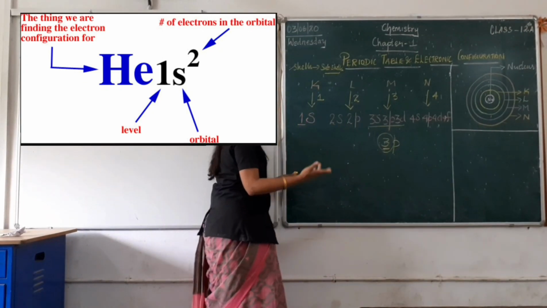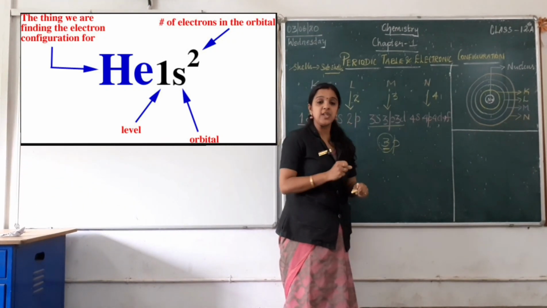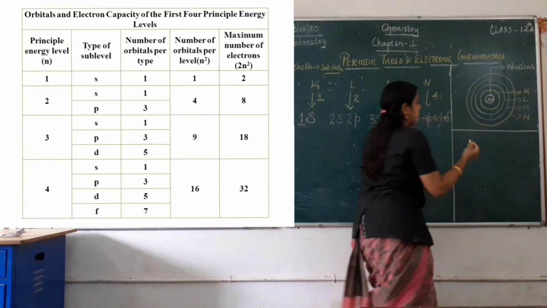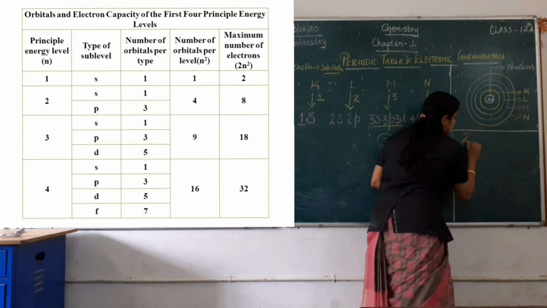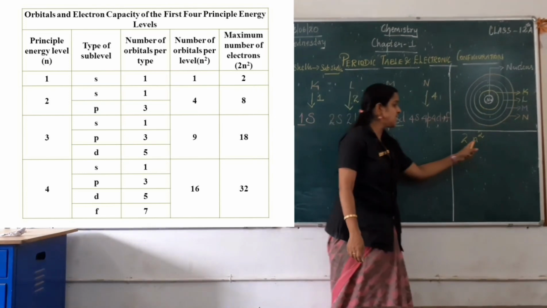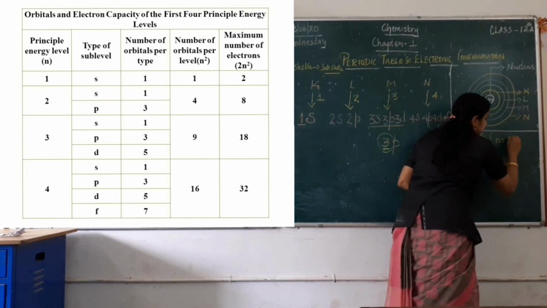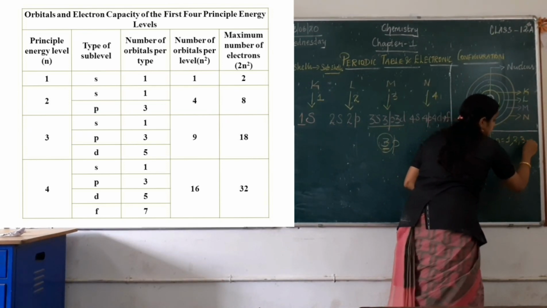Now how do we calculate how many electrons can be present in each shell? To calculate that, we have a simple formula which we call 2n squared. Now what is this n here? This n denotes the energy level outside the nucleus.